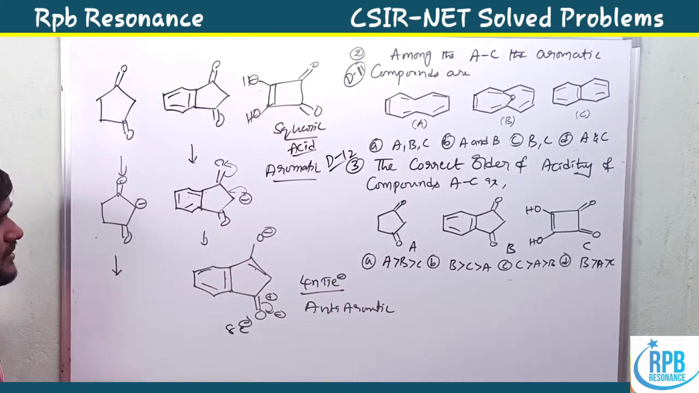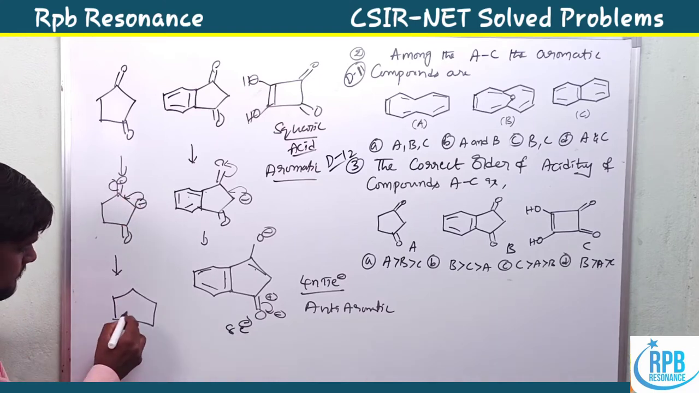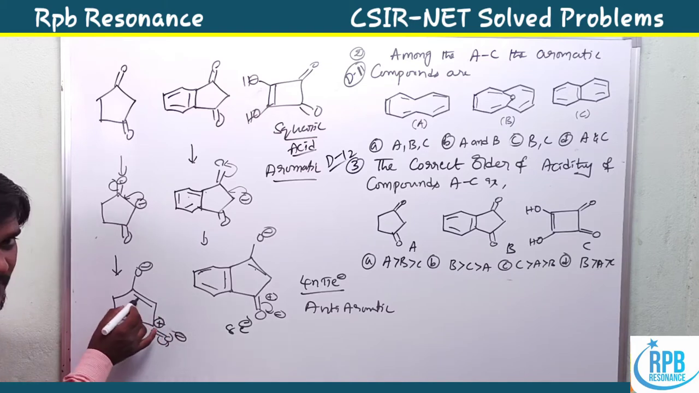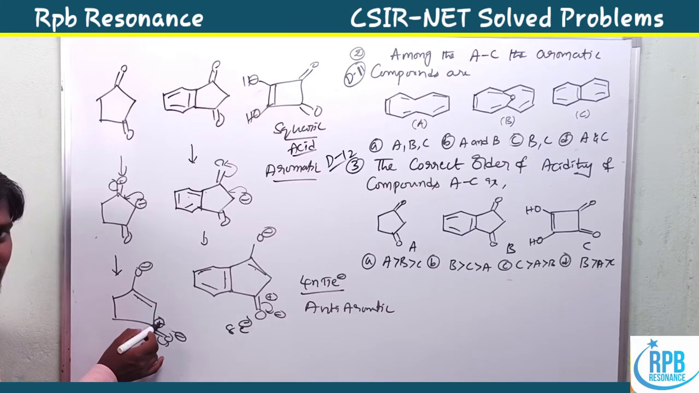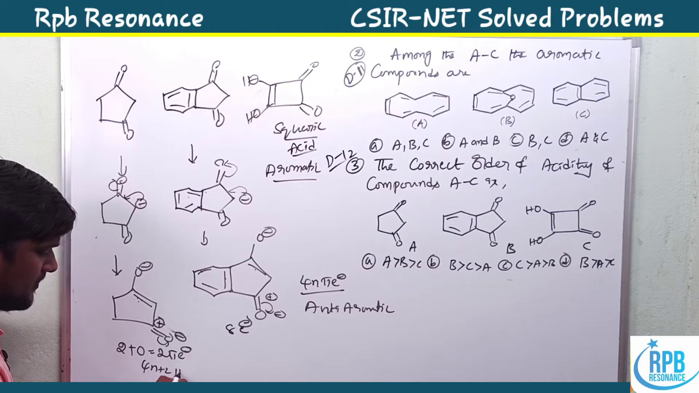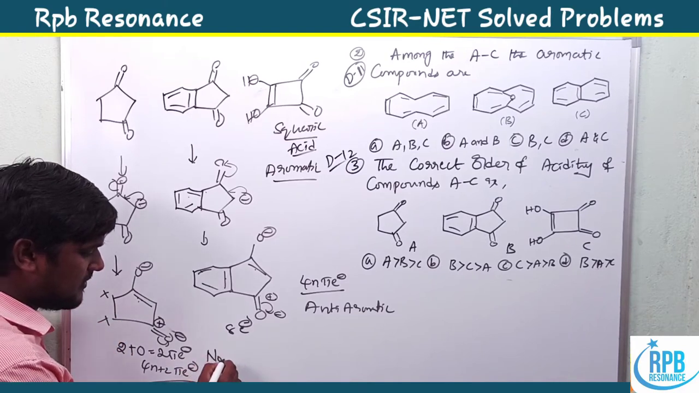Now the first system. Here it is the negative, and it participates like this and gives this type of system. Here it is the negative, here it is the positive. Positive means 0 electrons, one pi bond means 2 electrons, so 2 plus 0, 2 pi electrons. Two pi electrons obeys the 4n plus 2 pi electronic system. But all carbon atoms in the ring are not sp2. Due to that, it is non-aromatic in nature.